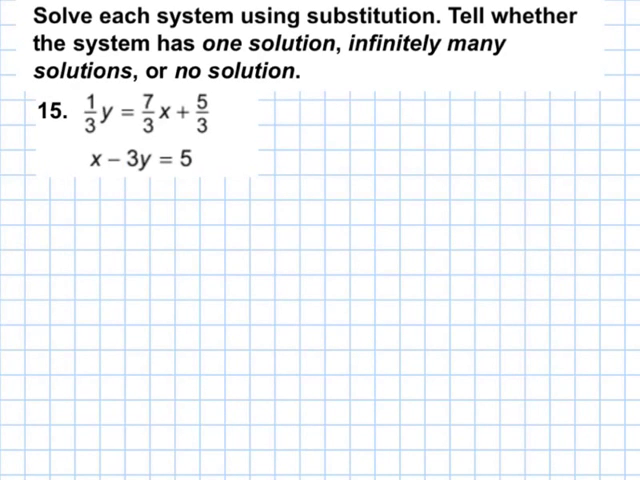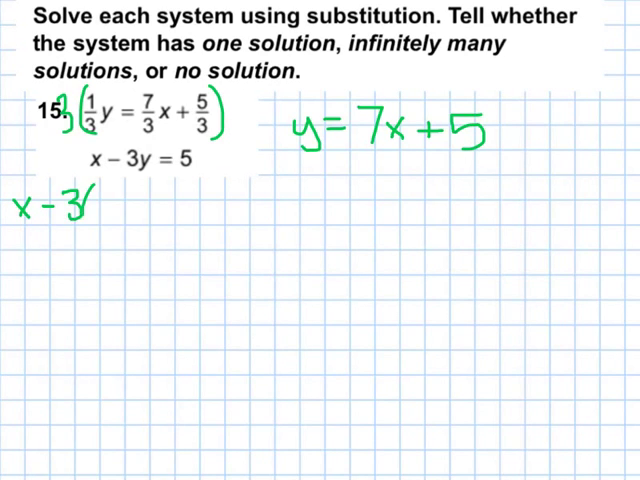So number 15, first thing I'm going to do is get rid of these ugly, ugly fractions. I can do that by multiplying everything by 3. When I do that, I'm left with 1y equals 7x plus 5. I can easily plug that into my bottom equation. X minus 3 times (7x plus 5) equals 5.